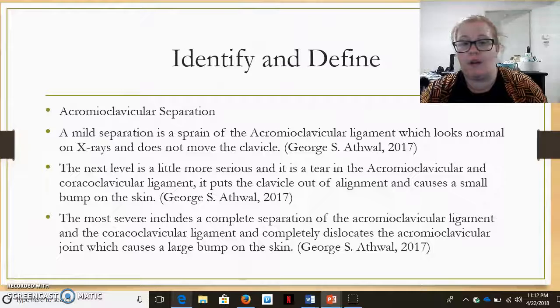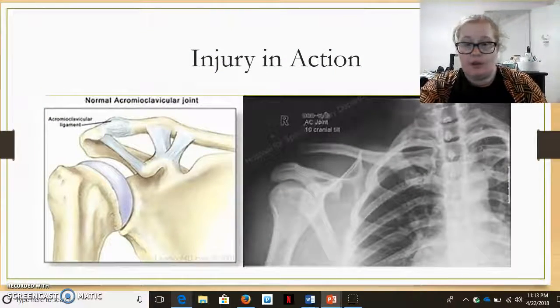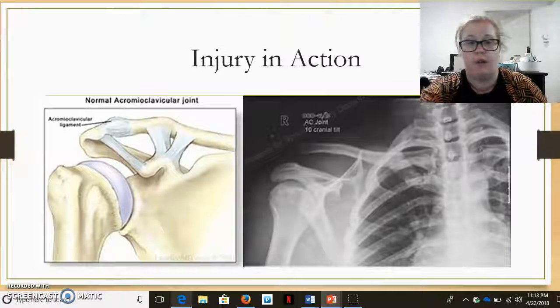And then the most severe is a complete separation of the acromioclavicular ligament and the coracoclavicular ligament, and it completely dislocates the acromioclavicular joint, which causes a large bump on the skin. This is just a picture of where the injury would occur, the acromioclavicular ligament, and it shows the clavicle and the scapula.